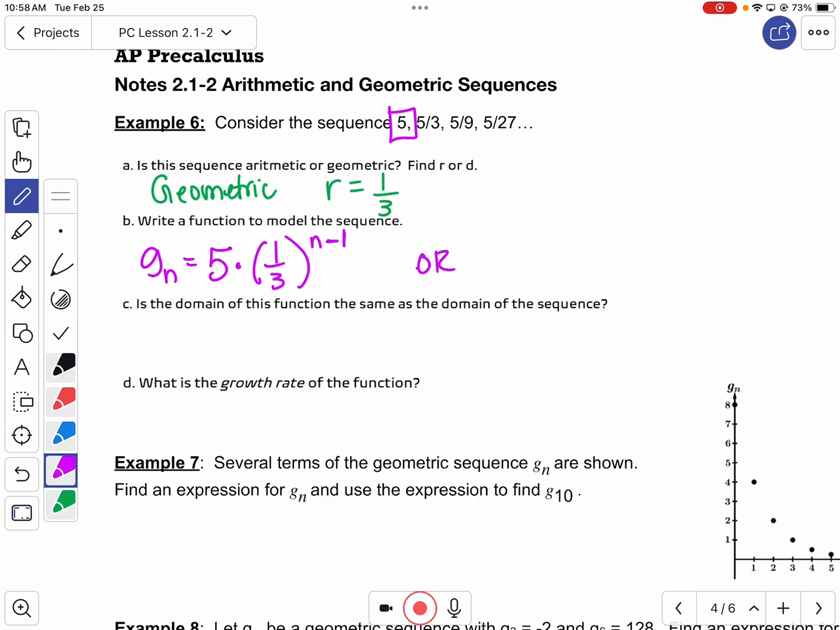Now, could we have figured out the 0th term? Yeah. If I was dividing by 3 going forward, what would I do to go backwards? Multiply by 3. So a sub 0 could have been 15. So we also could have used this: 15 times 1/3 to the n. Either one of those is the correct answer.